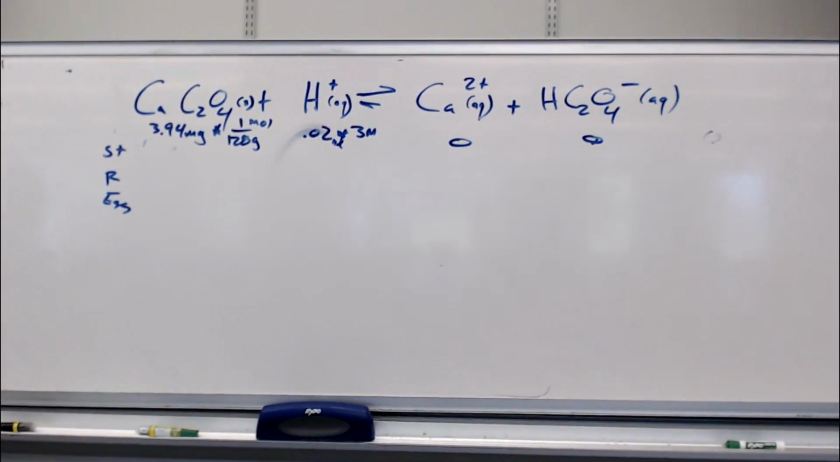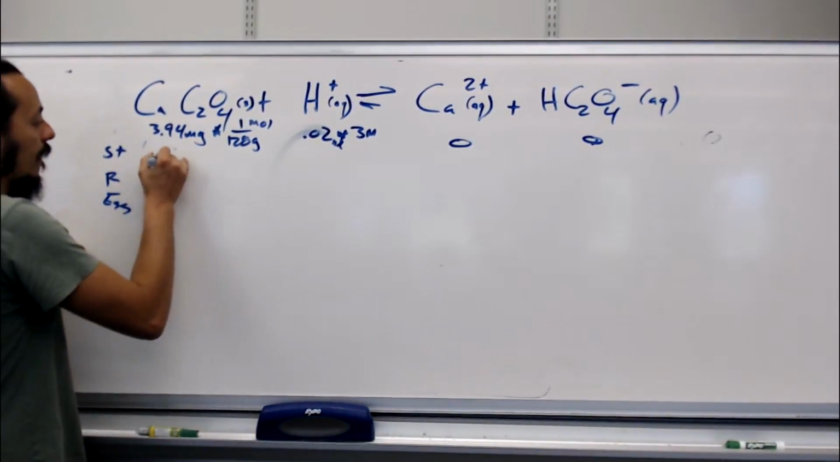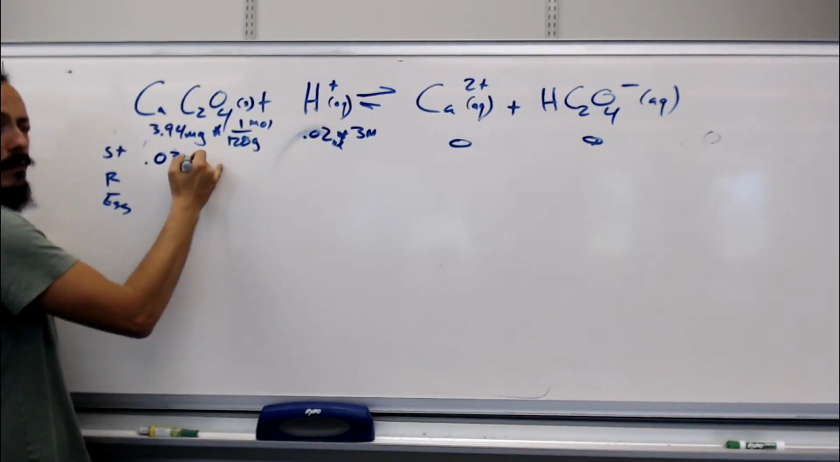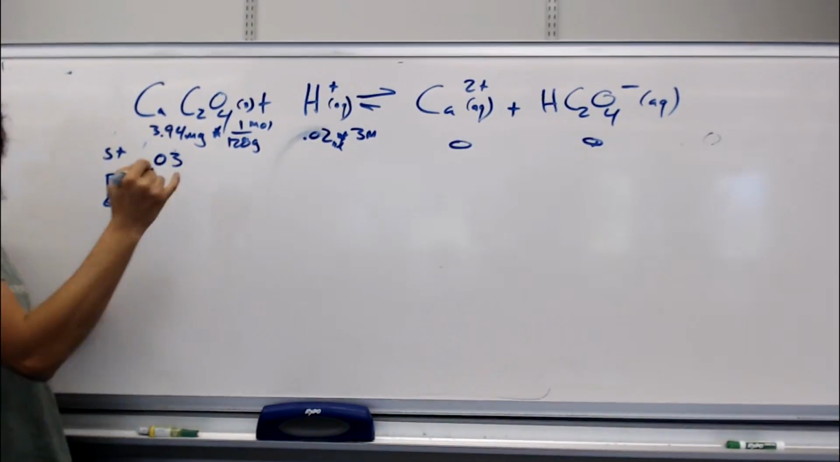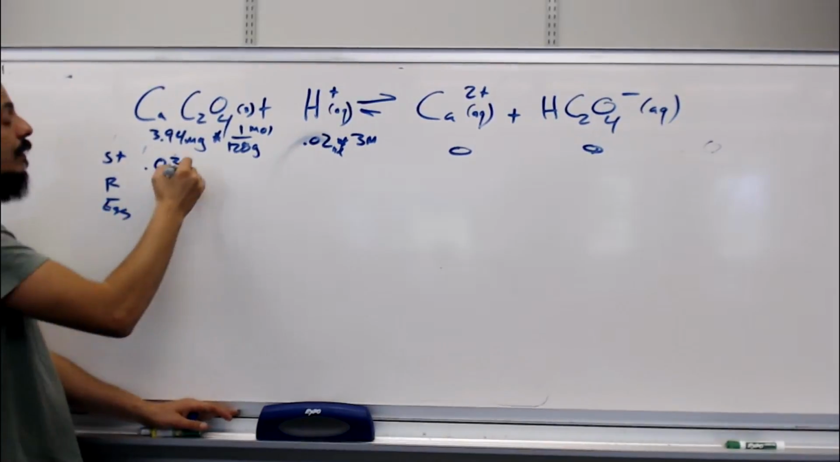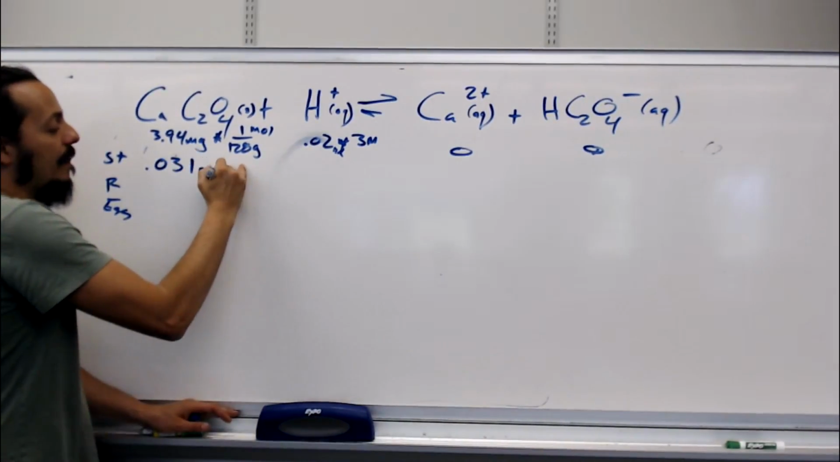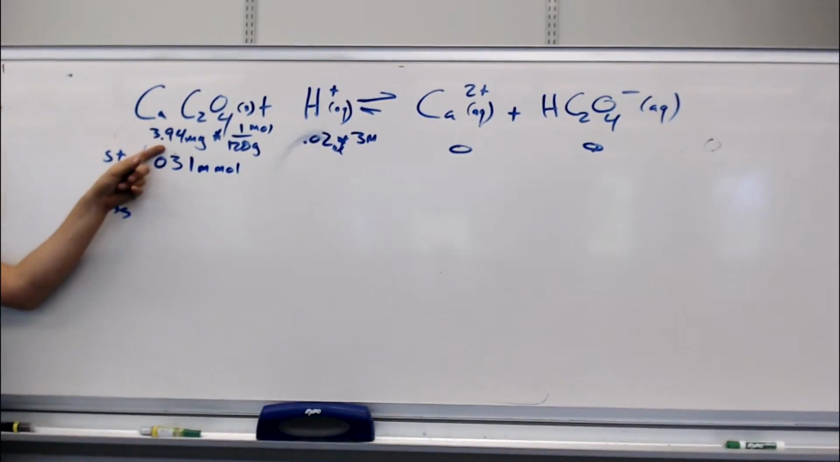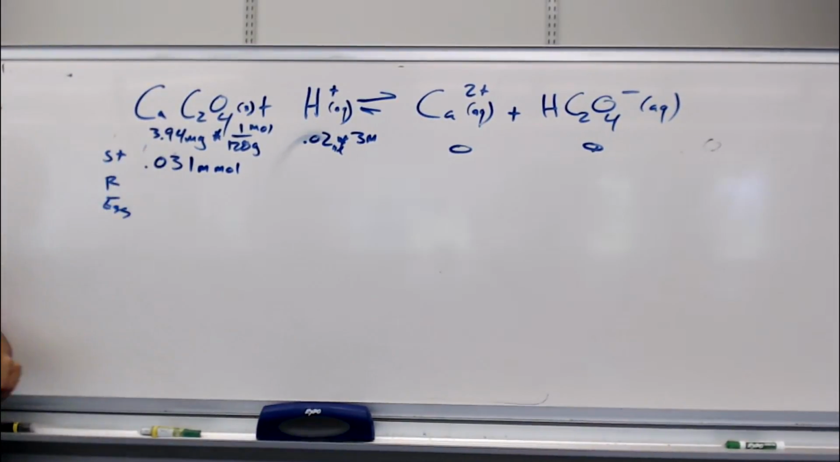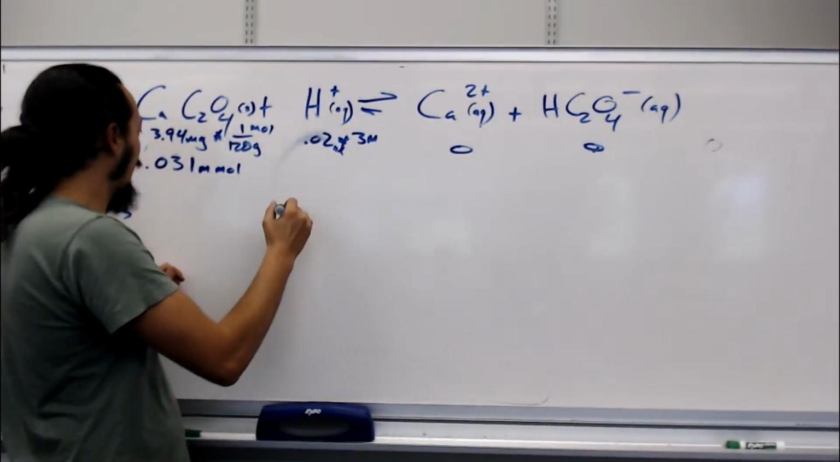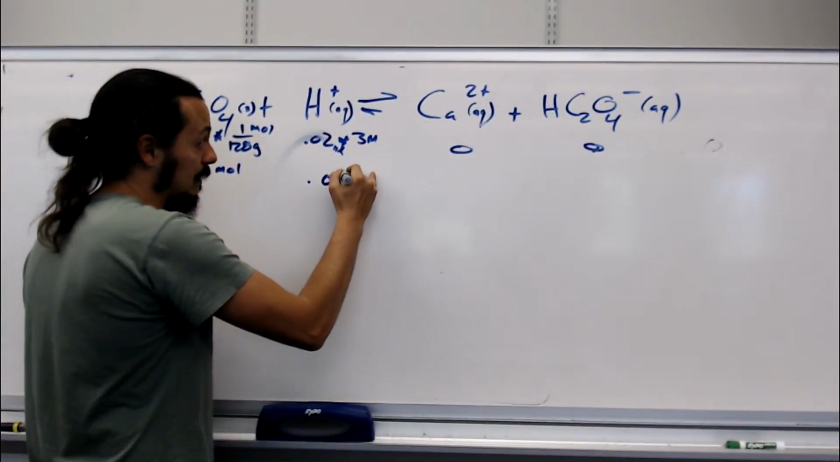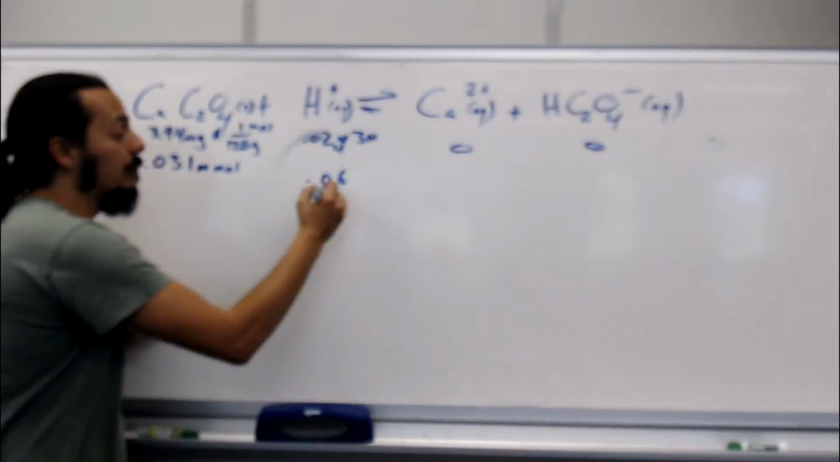3.94. I'm saying the wrong things, but look at the numbers. 0.031. That's going to be in millimoles because instead of dividing by grams, I divided by milligrams. So that's millimoles. And 0.02 times 3, I think I can do that one in my head. 0.06, also millimoles.